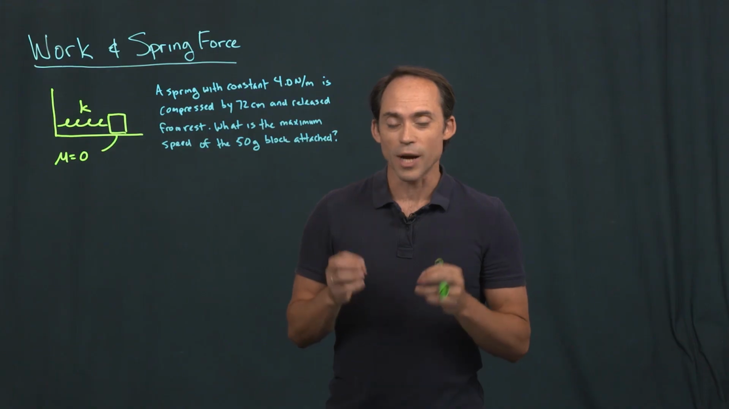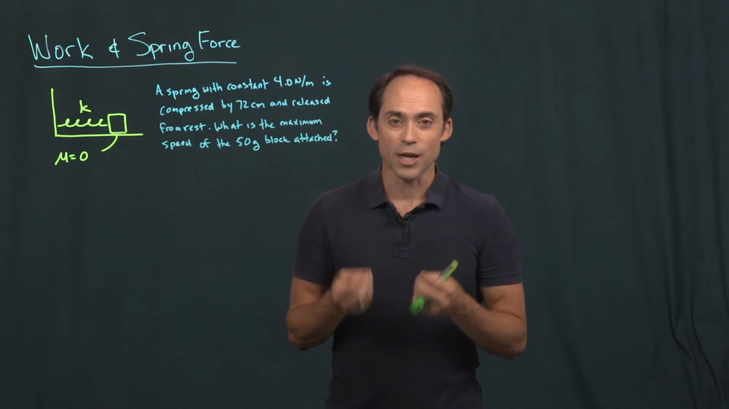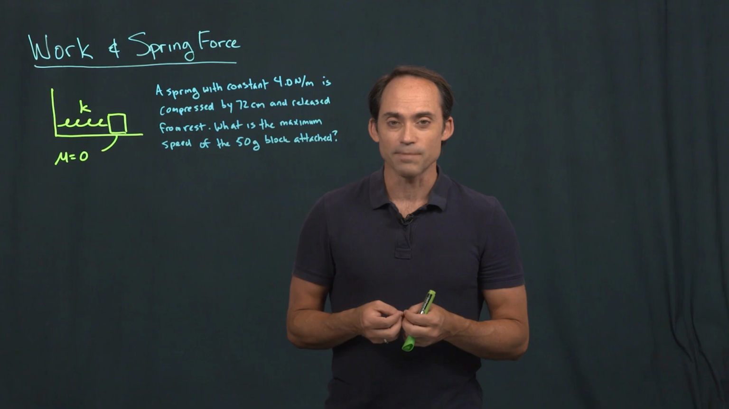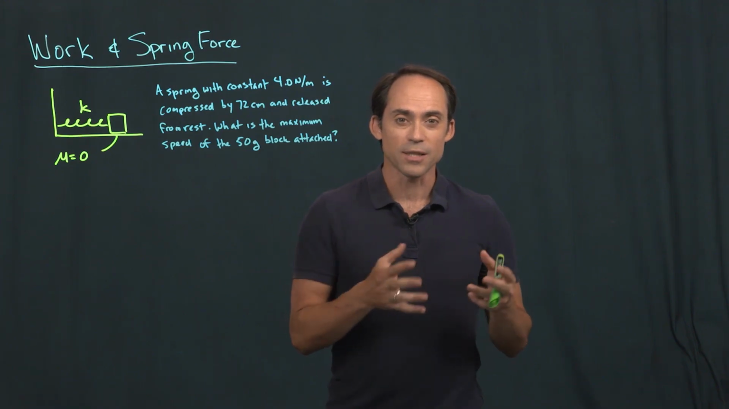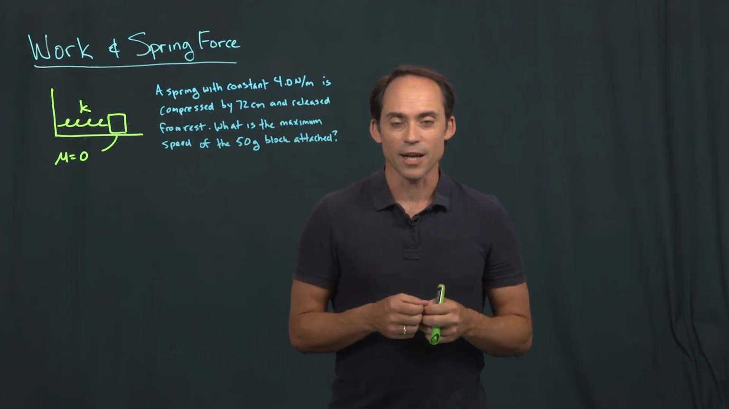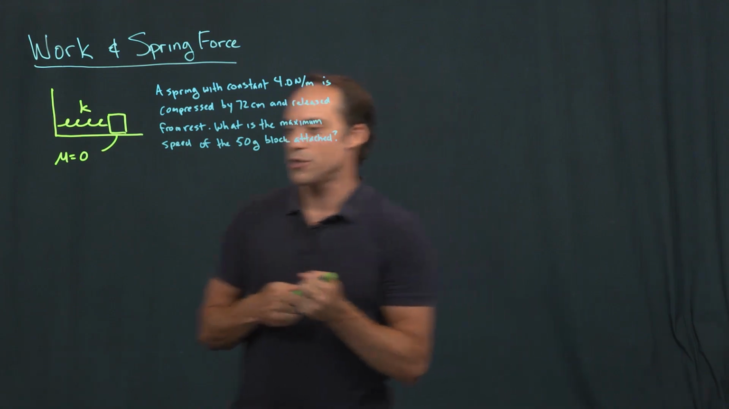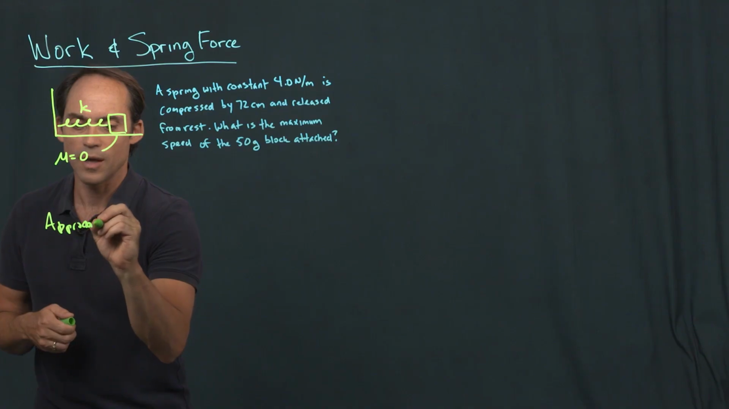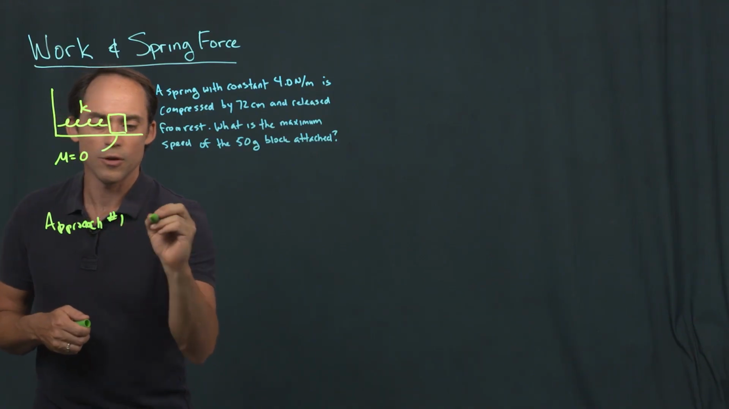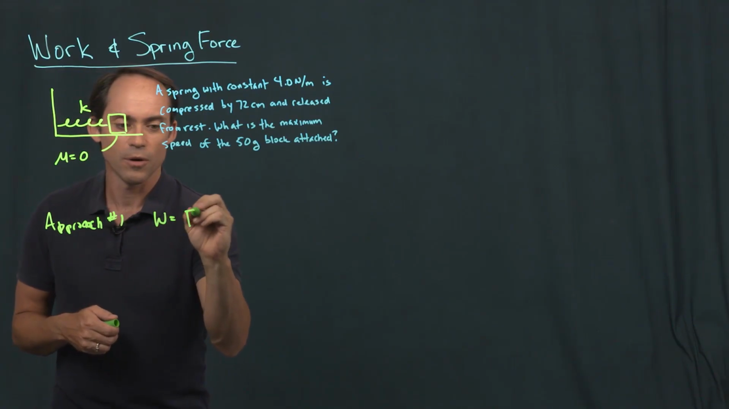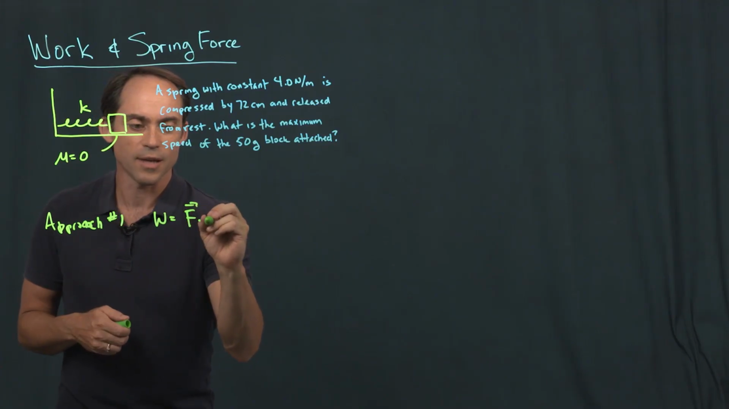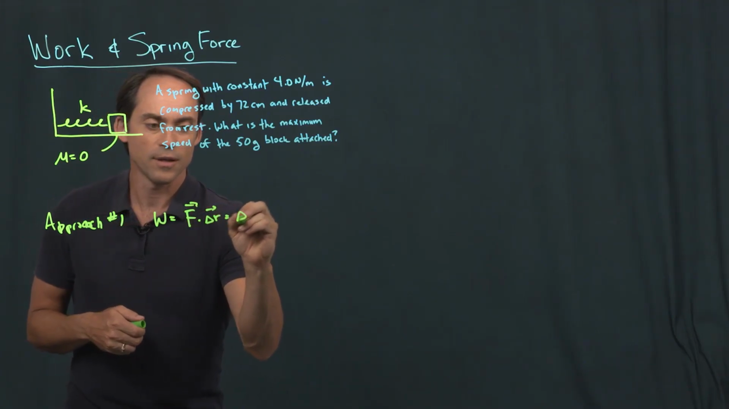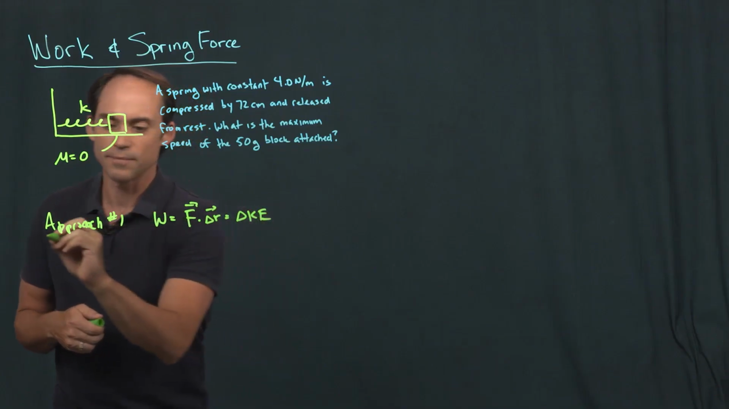Now there are a couple of ways that we can approach this problem. We could do it directly from the work-energy theorem, looking at the work and how that changes the kinetic energy. Or we can look at it from the concept of total energy as a sum of kinetic and potential energy. So let's look at approach number one first, and that's looking at the work-energy theorem. Work, as F dot dr, is equal to the change in kinetic energy.